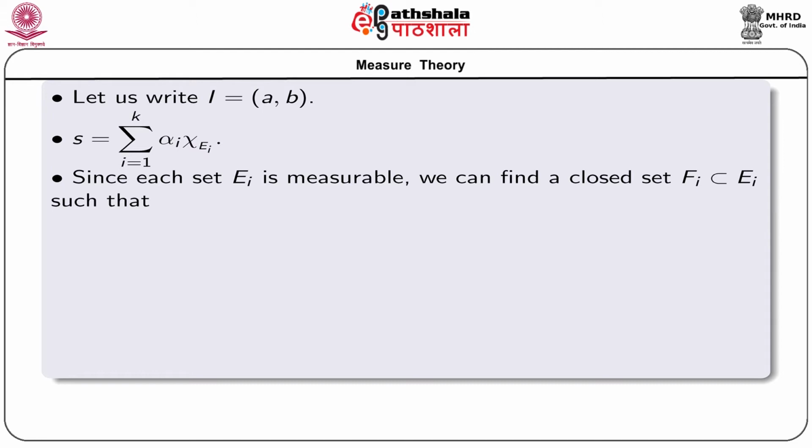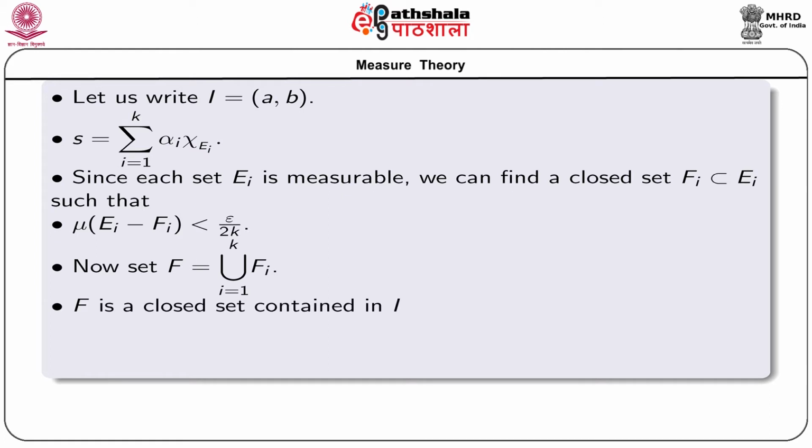Now, since each set E_i is measurable, we can find a closed set F_i subset of E_i such that mu of E_i minus F_i is less than epsilon by 2k. So, for each i equal to 1 to k, for every set E_1, E_2, ..., E_k, we get a closed set F_1, F_2, ..., F_k, and we set F as the union i equal to 1 to k F_i. Evidently, F is a closed set and F is contained in the union of the E_i.